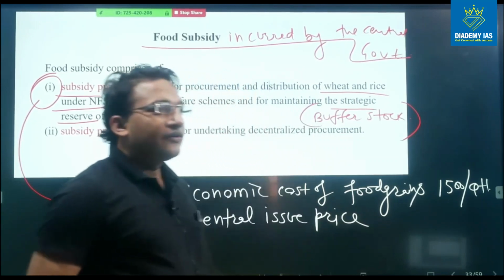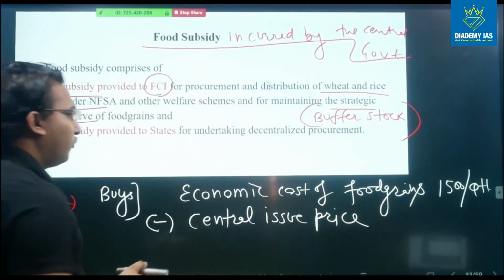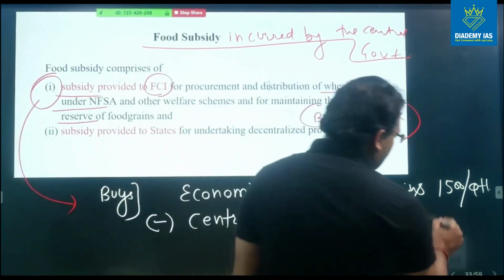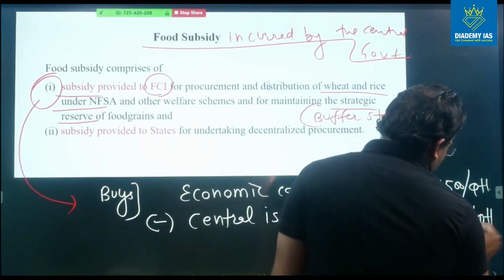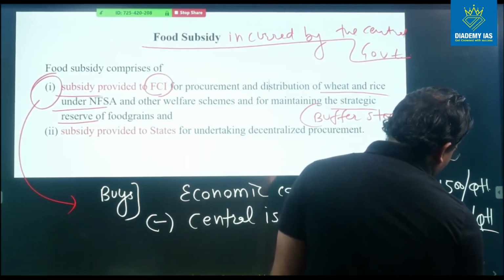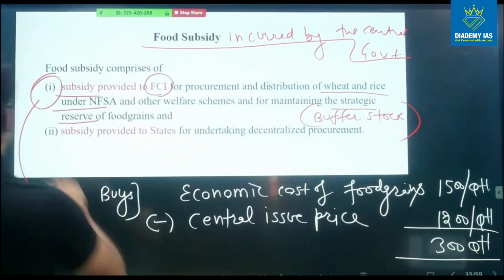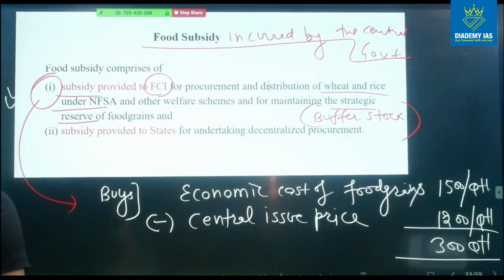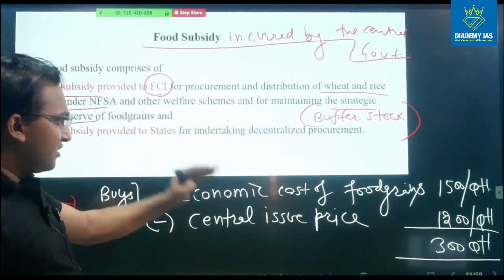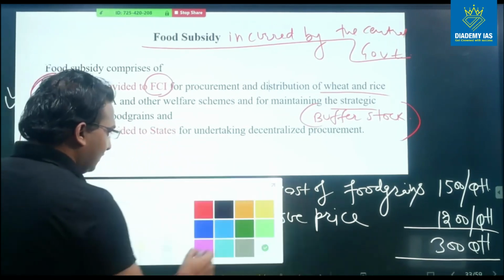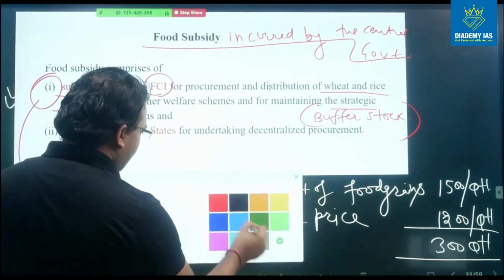So this is called central issue price. For example, if the central issue price is 1200 per quintal, then this 300 per quintal will be item number 1, which we discussed here. This will be the subsidy provided to the FCI for procurement and distribution, and this is how we calculate this subsidy. This is one thing which is part of the food subsidy.